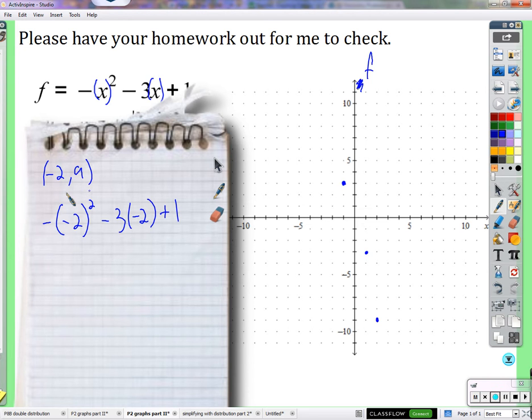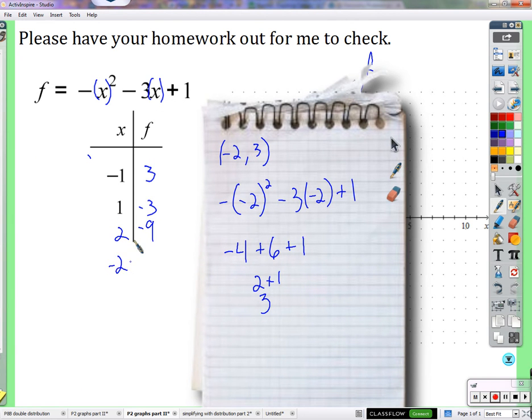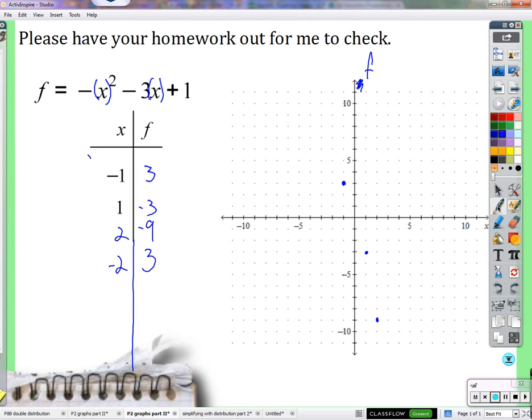And this is positive 4. Multiply that by a negative, we have a negative 4. Negative 3 times negative 2 is positive 6. Plus 1. Here we have negative 4 plus 6 is 2, plus 1 is 3. So negative 2, positive 3. Let's represent that as a point. Negative 2 was the input, 3 was the output, so that's where the point would go. And just by where that point is, it tells us that input and output information.